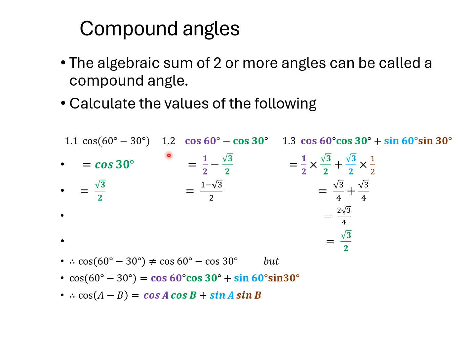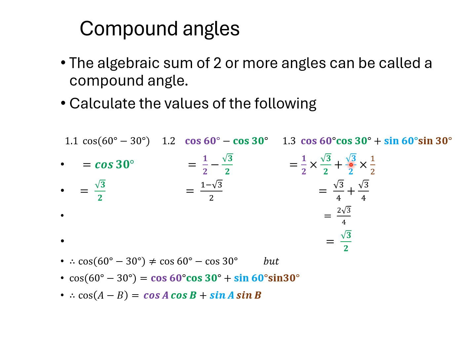If we look at 1.2, if we try to expand this, cos 60 minus cos 30, cos 60 is a half, cos 30 is square root 3 over 2, right? 1 minus square root 3, and common denominator 2. We can only add or subtract two fractions if they have a common denominator. Right, so this answer and the first answer are not the same.